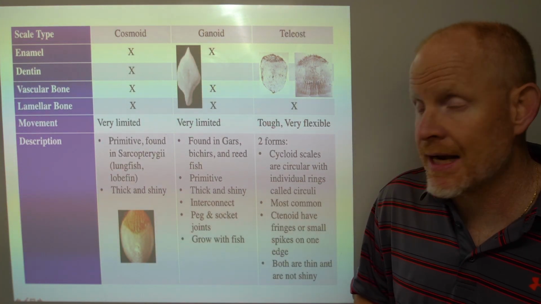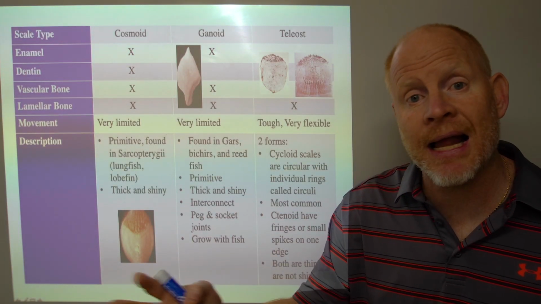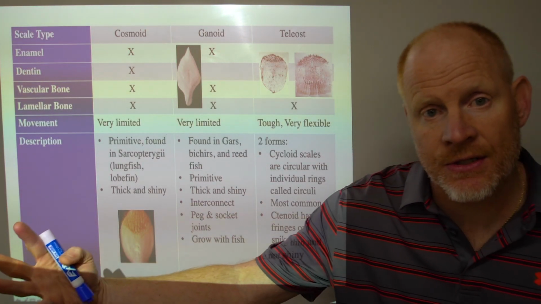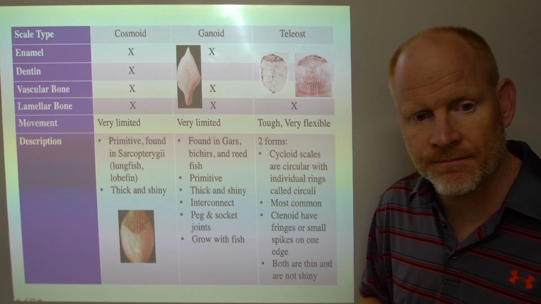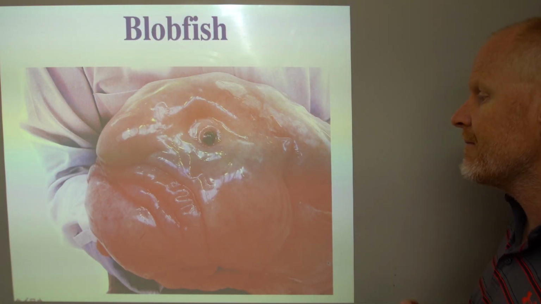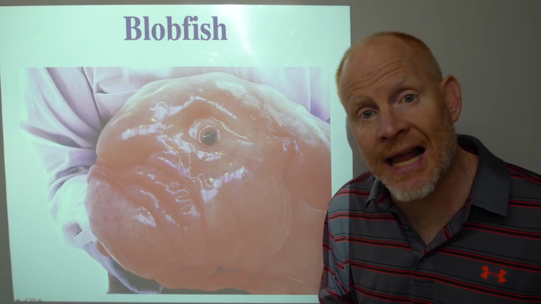So those are your scale types. All of those are produced by the dermis, as is the placoid scale. So all fish scales are dermal derivatives, as I've mentioned before. There are some derived fish or bony fish that lack scales.